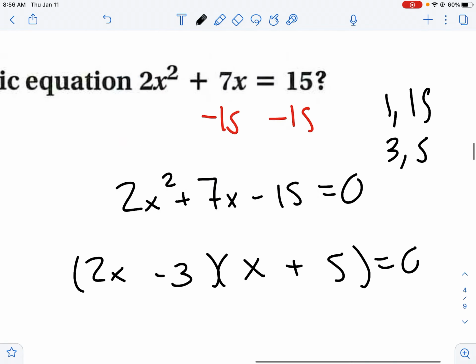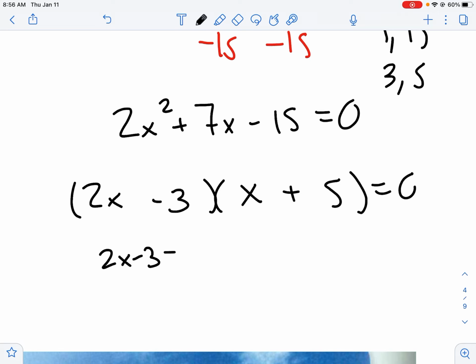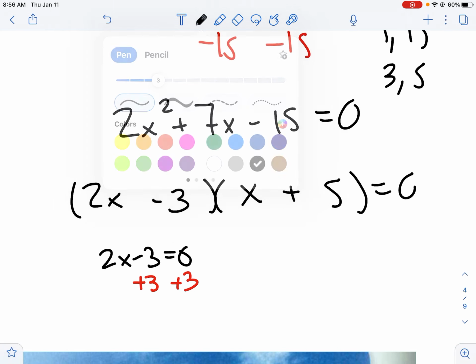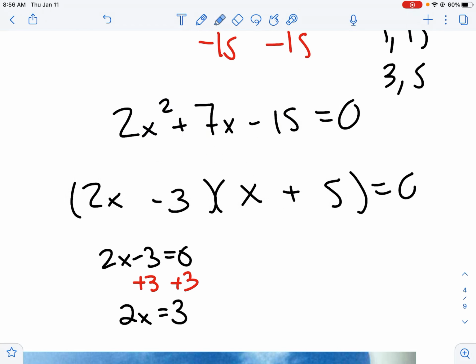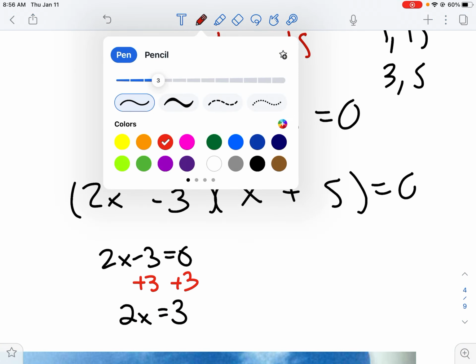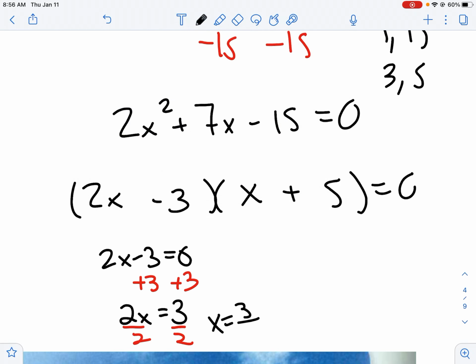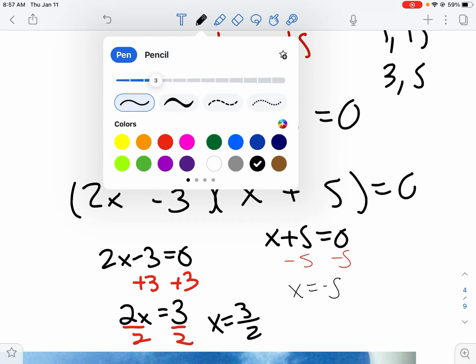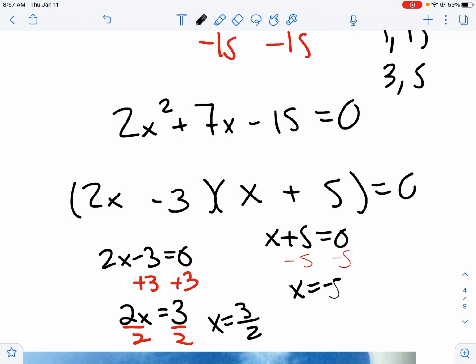All right, making this quick. 2x minus 3, we set this equal to 0. Let's solve it. 2x equals 3. So x is going to equal 3/2. And then this one right here, x plus 5 equals 0. You already know what it is. x equals negative 5. All right, those are your solutions. Very good.